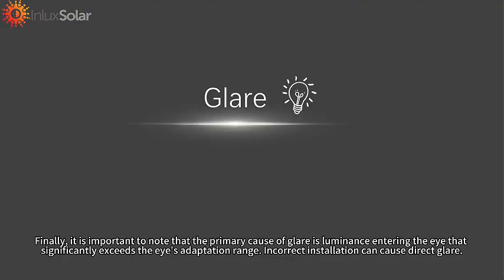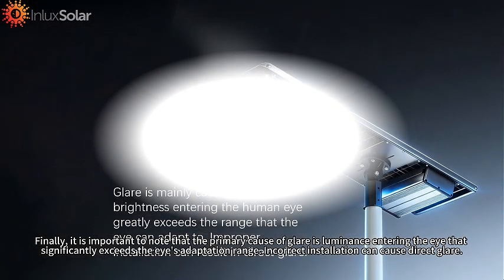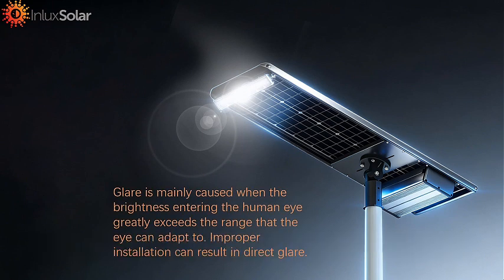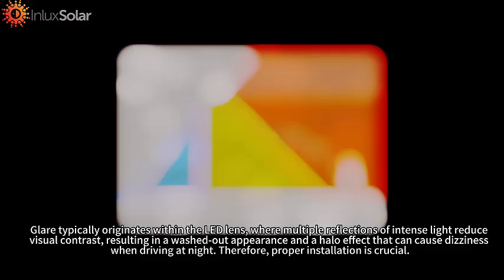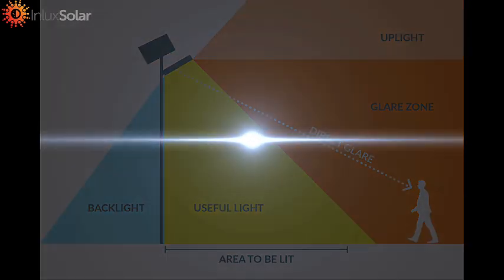Finally, it is important to note that the primary cause of glare is luminance entering the eye that significantly exceeds the eye's adaptation range. Incorrect installation can cause direct glare. Glare typically originates within the LED lens, where multiple reflections of intense light reduce visual contrast, resulting in a washed-out appearance and a halo effect that can cause dizziness when driving at night. Therefore, proper installation is crucial.